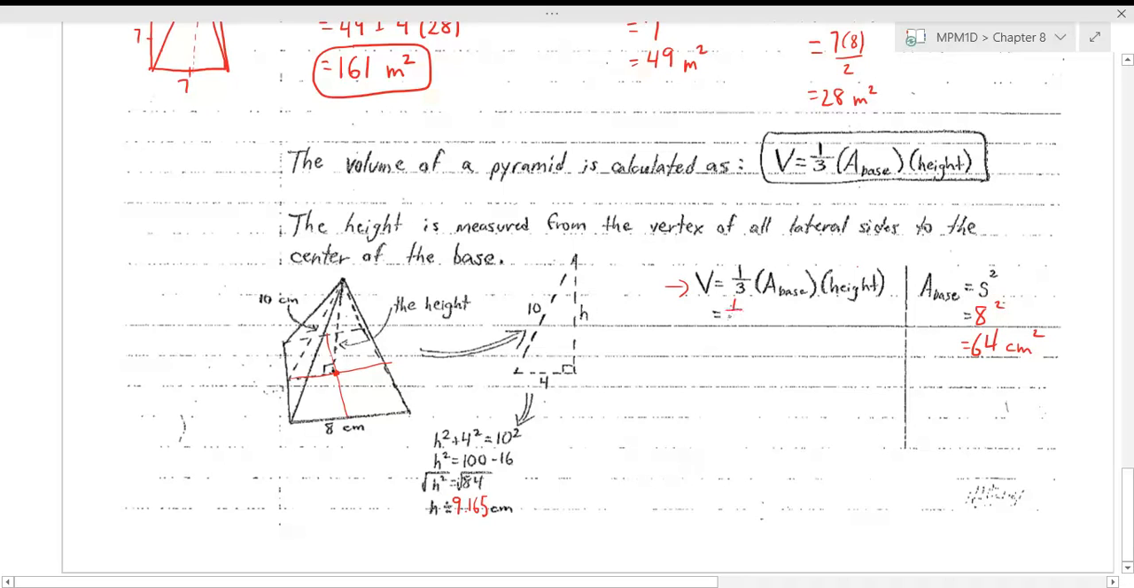So now let's plug it all in. Area of the base is 64. The height is 9.165 approximately. And that's going to give us a total volume of, drum roll, 195.5 approximately. That's been rounded. And of course the units there are, oh, not meters, but centimeters cubed.